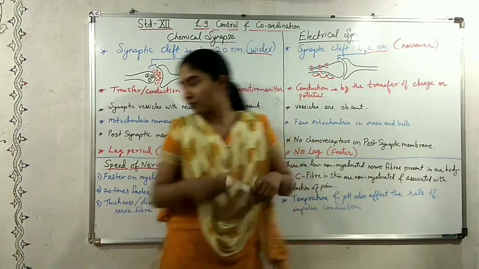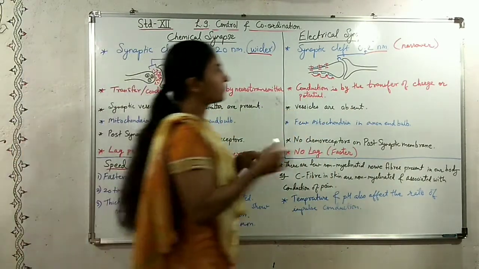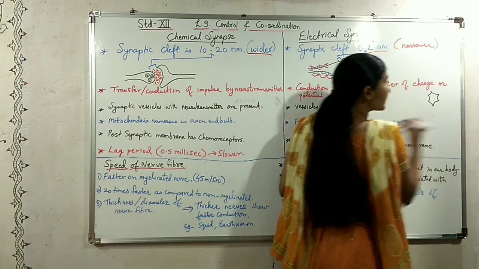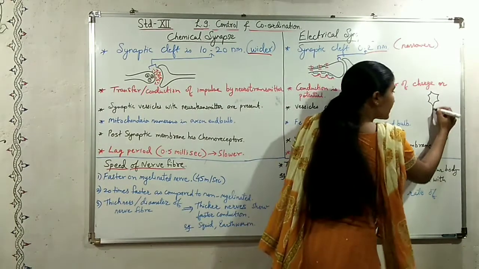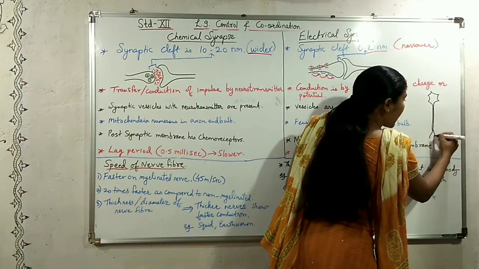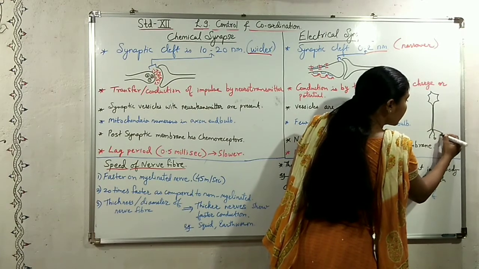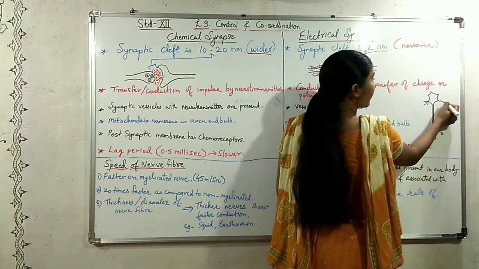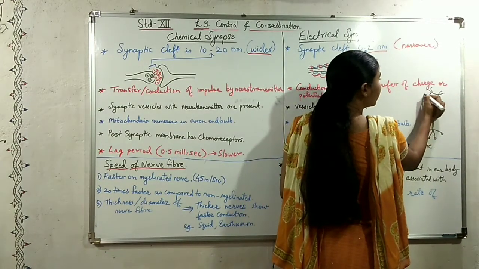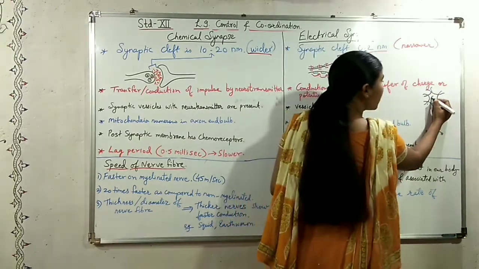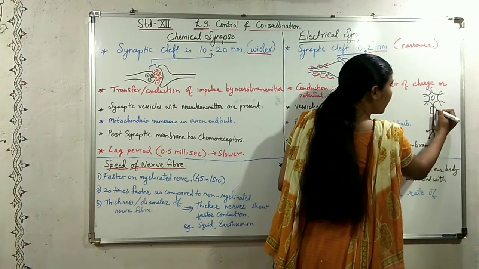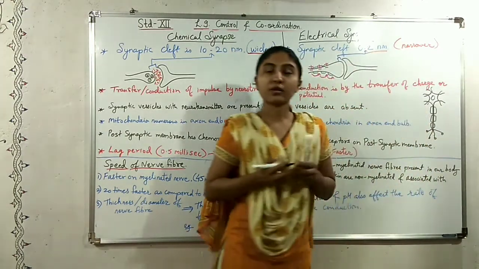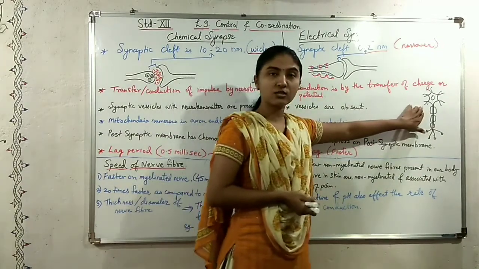For example, if we draw here, suppose this is the cyton, the cell body of the neuron, this is the axon, and these are the axon terminals. Here are the dendrites which arise from the cyton. And this is the nucleus, as we saw in the beginning in the structure of the neuron cells. Now this is the structure of a neuron.